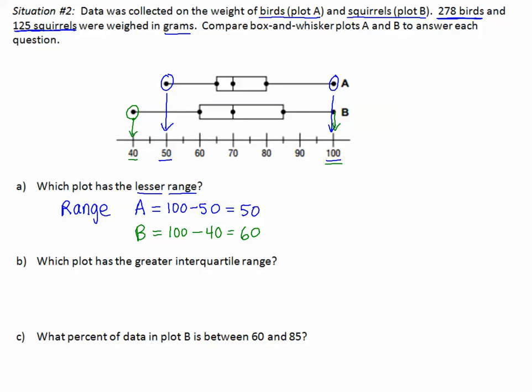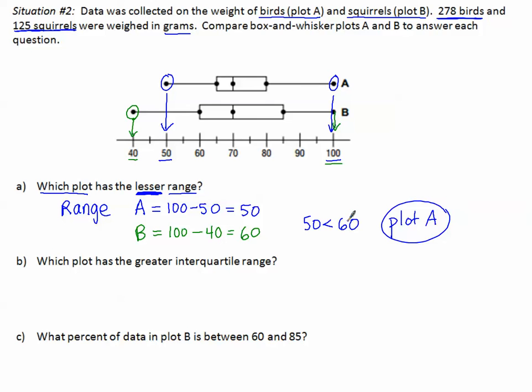Lesser means smaller. And which one is smaller? 50. 50 is less than 60. So which plot has it? The answer is plot A. This is all our work that proves it.